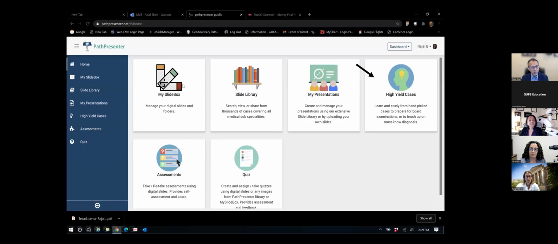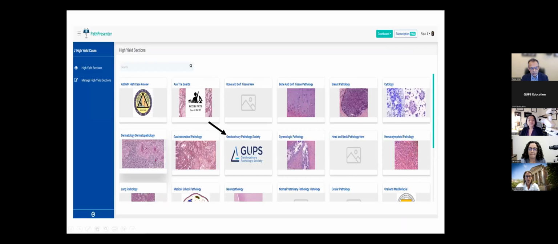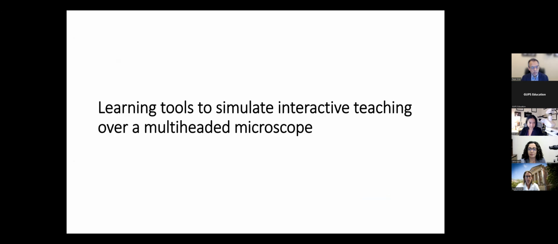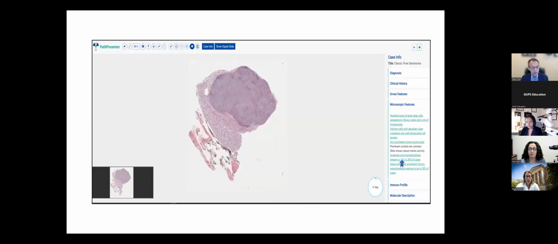So once you are on the PathPresenter homepage, look for High-Yield Cases app. And high-yield urology cases are in the folder under the GUPS heading. We have divided the content into 5 major organ categories for your easy and systematic learning. The platform also has several important learning tools to simulate interactive teaching that you can receive over a multi-headed microscope with an expert.